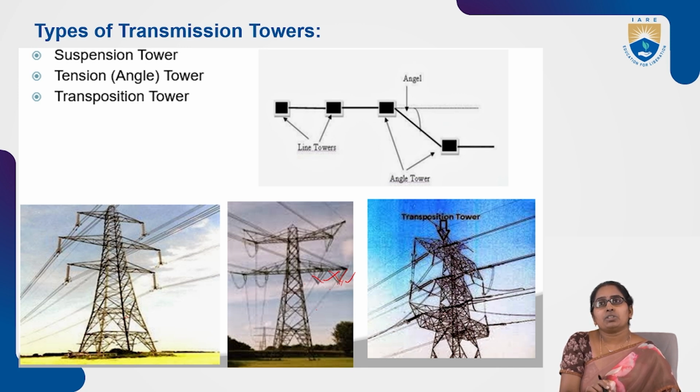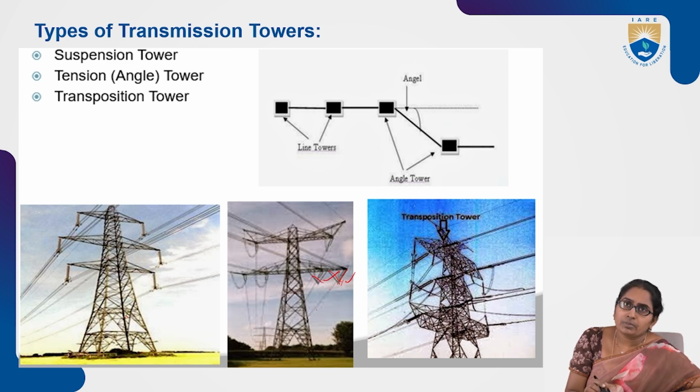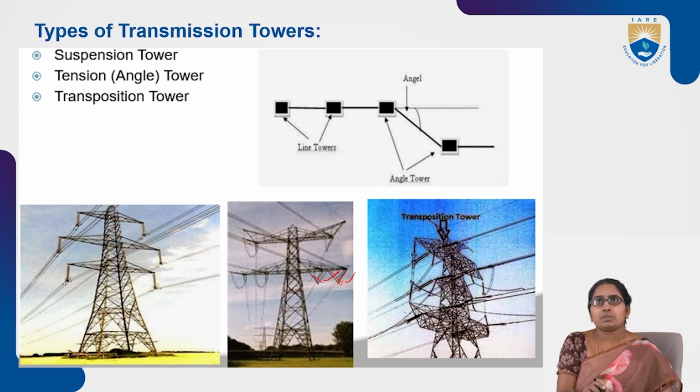This third picture shows that. So the position of each conductor is changed from time to time. That is called transposition, right? This is how the tower is arranged. This arrangement is called a transposition tower.